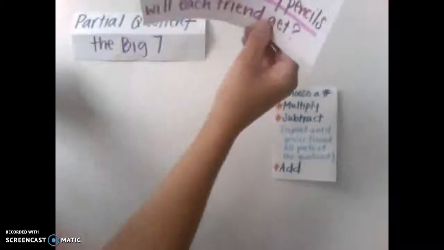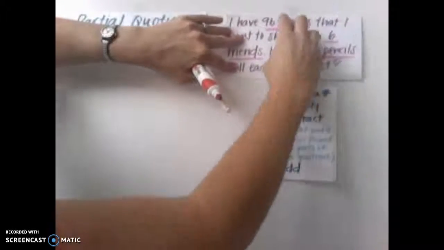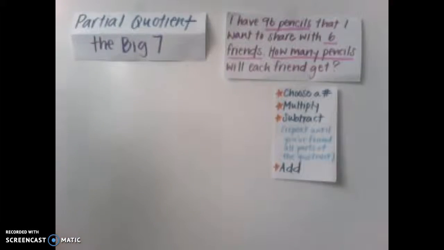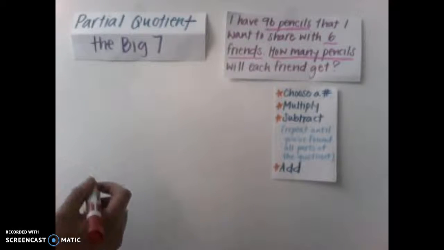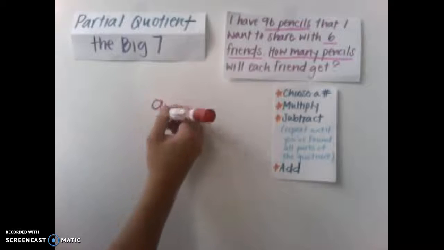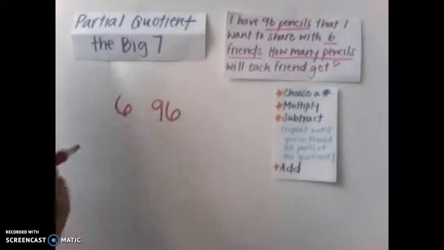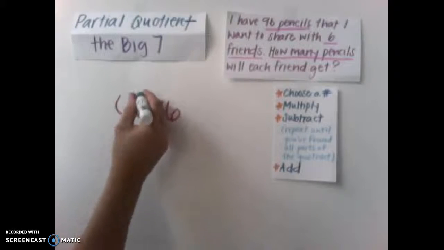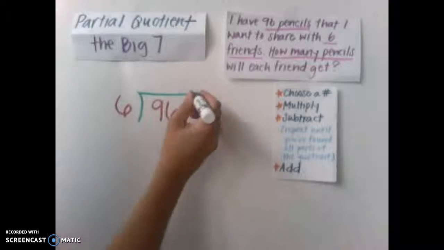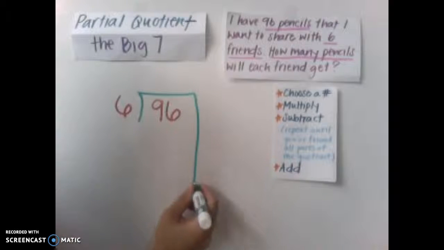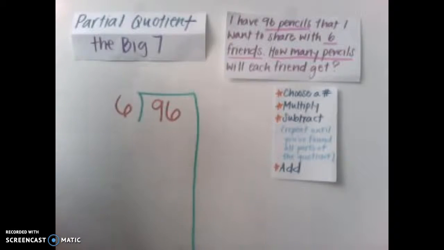All right. Let's set up our problem together. So now I'm going to move a lot slower so that you can write along with me. So we have 96 pencils. I'm sharing them with 6 friends. And I want to find out how many pencils each friend gets. I'm going to make my big 7. All right, I'll wait for you to do that too.